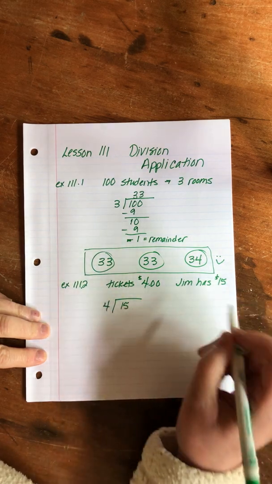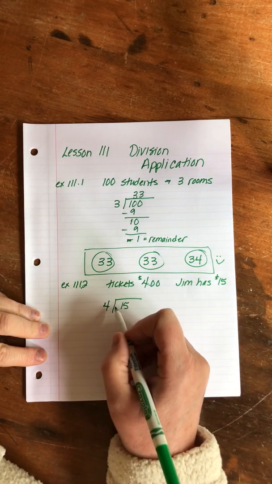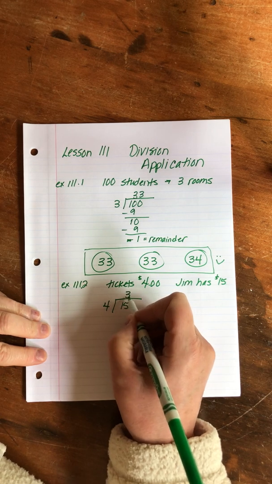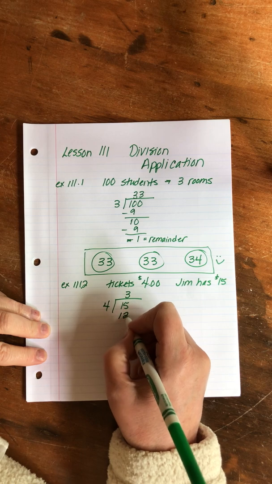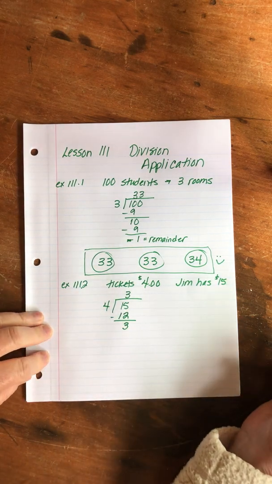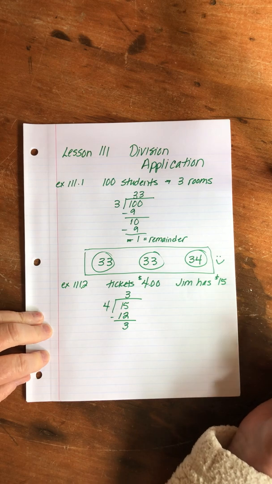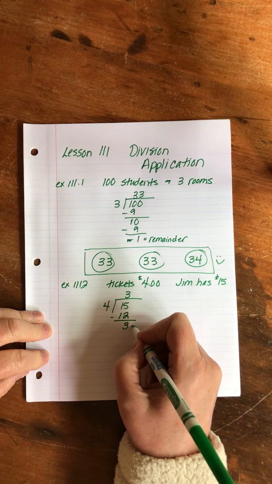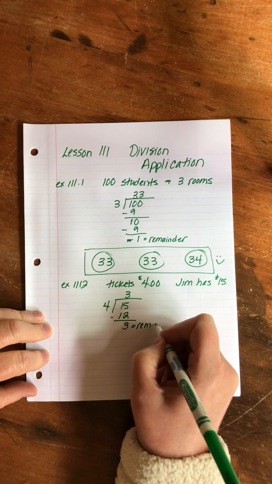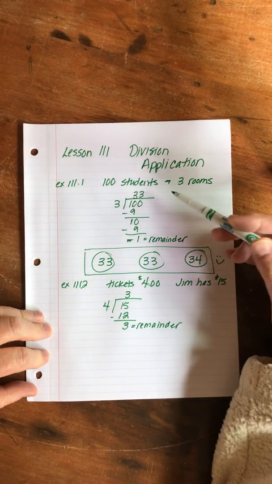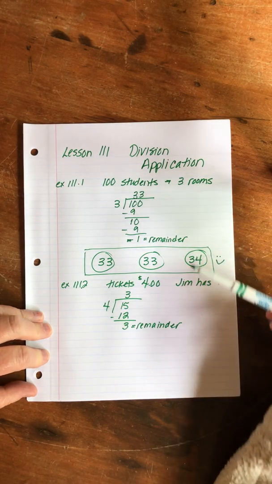I don't need to worry about the decimals. 4 times 4 is 16, but that's too big. So it's 4 times 3. Okay, now we have a remainder. So we have to stop and think about what it represents in this story, right? This one was different. This was students in a room.